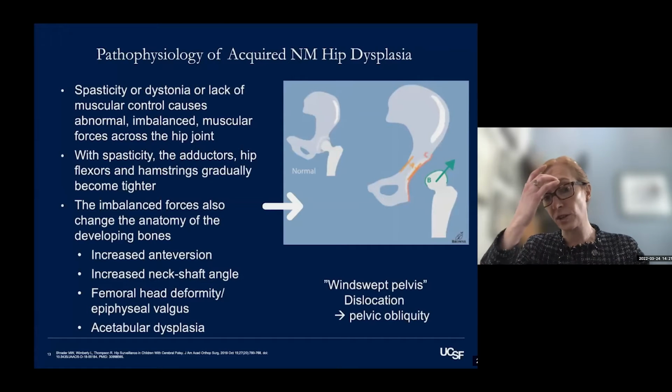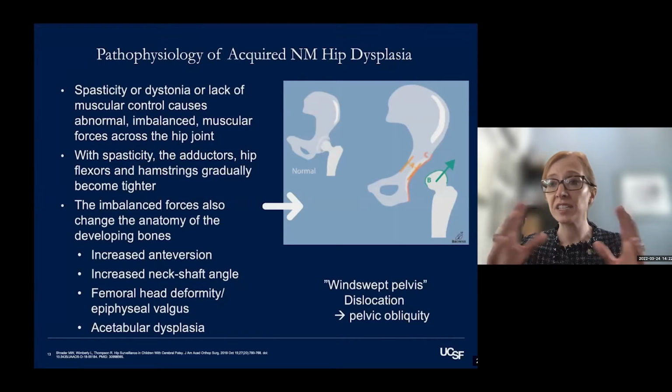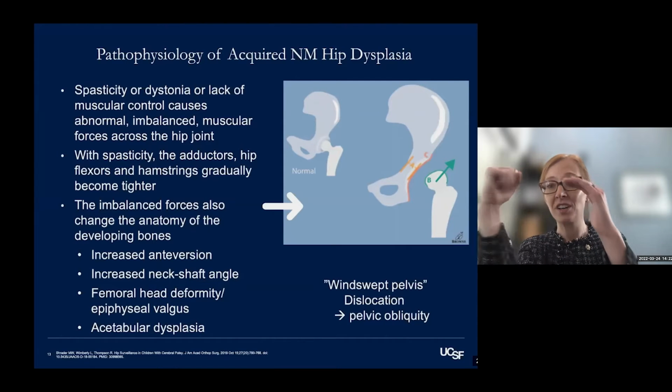The imbalanced forces also change the anatomy of the developing bone. So there's increased anteversion of the femurs. There's an increased neck shaft angle of the femur. There's femoral head deformity and epiphyseal valgus deformity, and there's acetabular dysplasia. So all of these things combine to take a normal hip and cause it to come out.